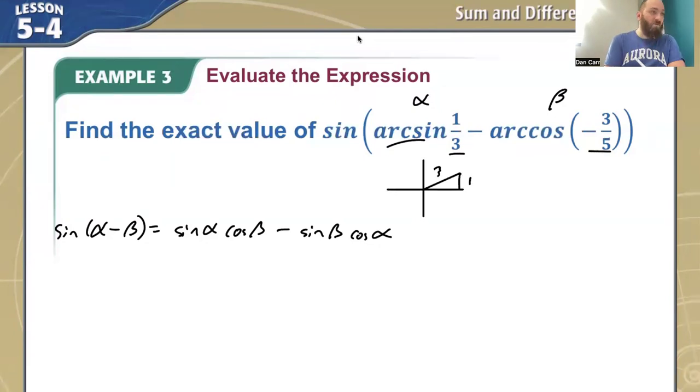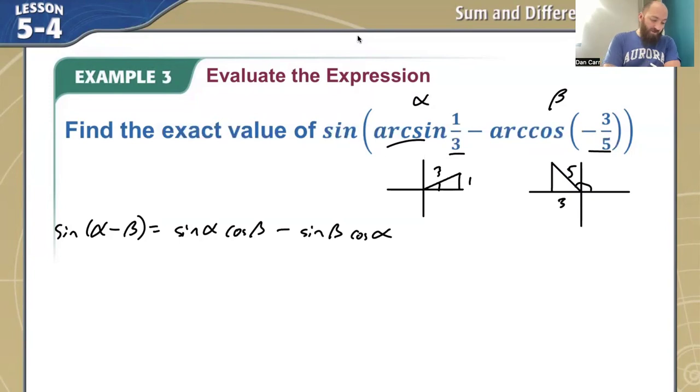Our cosine of -3/5. So remember where cosine is negative. It's negative in the second quadrant. So because of that, I'm going to have adjacent over hypotenuse as 3/5. So it's going to look something like this. Okay, 3 and then 5. So these are my reference angles. This is beta right here, and then this is alpha.